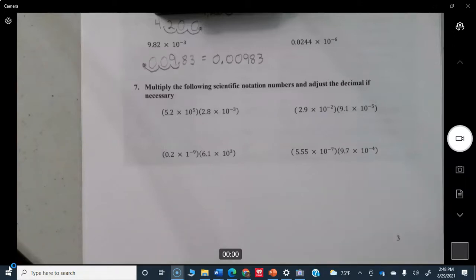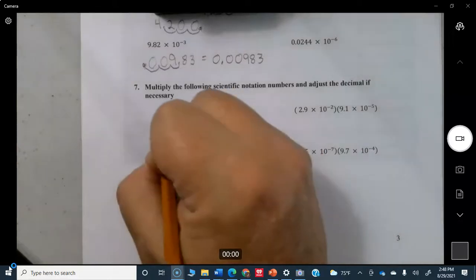All right. So, first thing we got to do is multiply 5.2 times 2.8. Okay, and that's going to give us 14.56. All right.